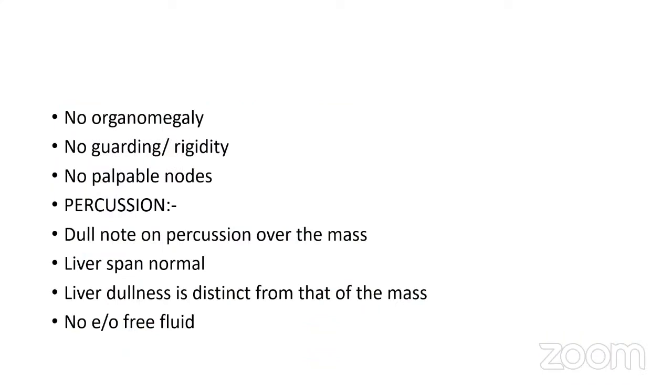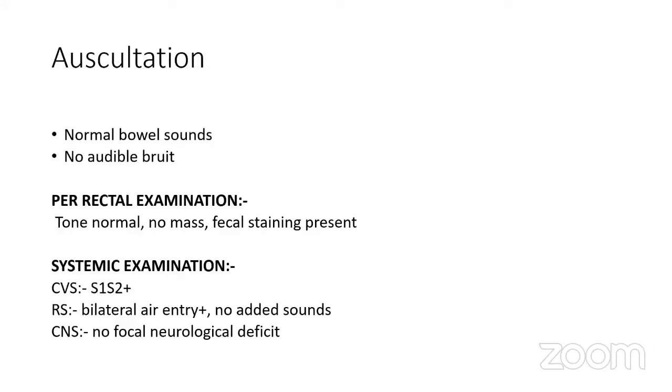On examination, there was no organomegaly, no guarding or rigidity, and no palpable nodes. On percussion, a dull note was percussed over the mass, and liver span was normal. Liver dullness is distinct from the mass, and there is no evidence of free fluid in the abdomen.